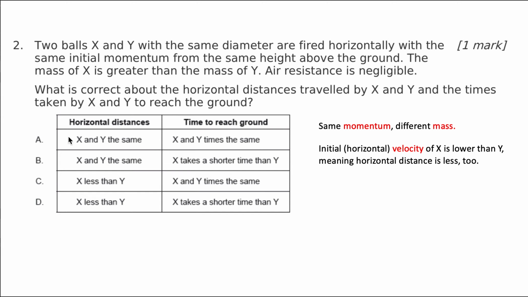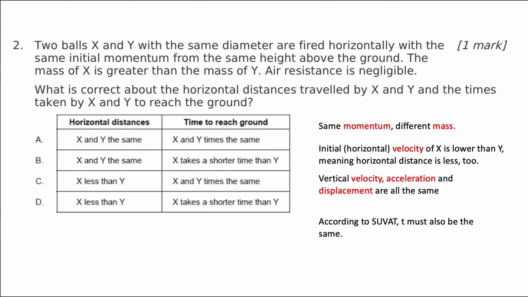We can get rid of A and B because that's saying that the distances horizontally are the same. We now need to apply suvat. We know that we are traveling from the same height, so that's the same displacement. We have the same acceleration. We have the same initial velocity in the vertical direction, which is 0. According to suvat, time must be the same as well. And so therefore our answer here is C.